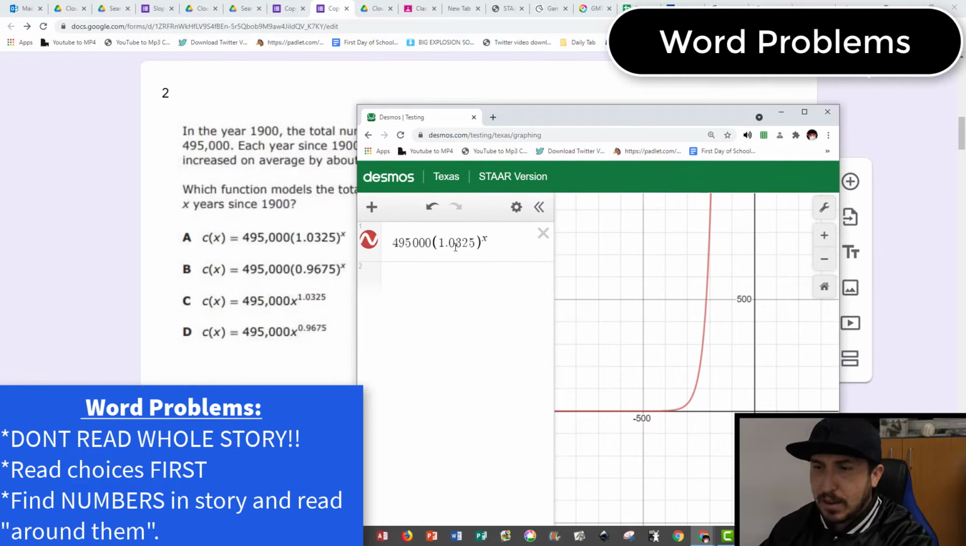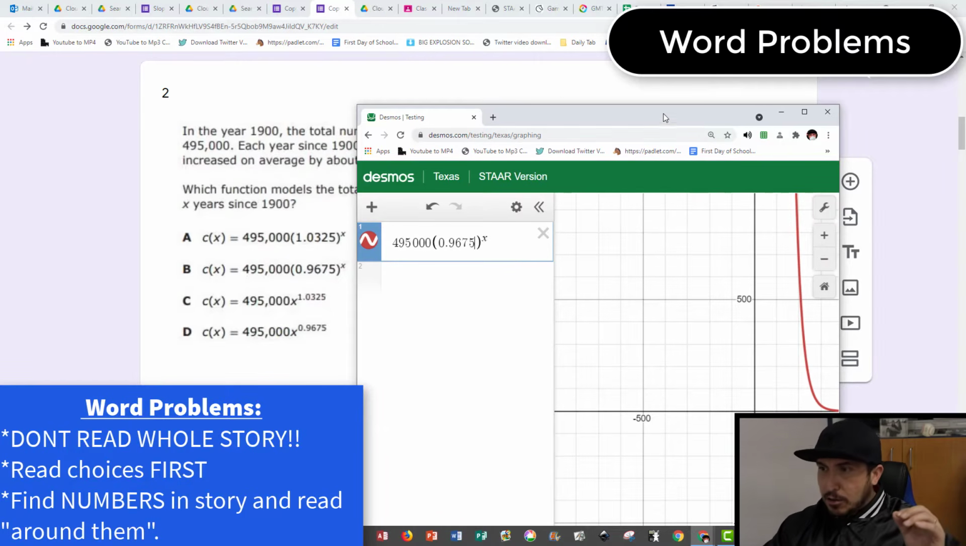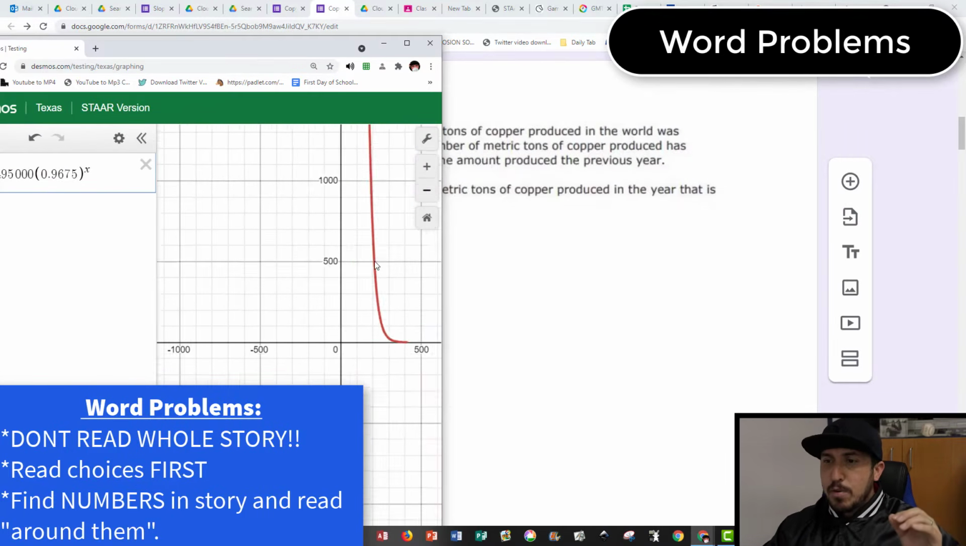Let me type in choice B. This guy changes in the parentheses. It's 0.9675 raised to the x. Is that increasing? Well, yeah, it is because it's going up.